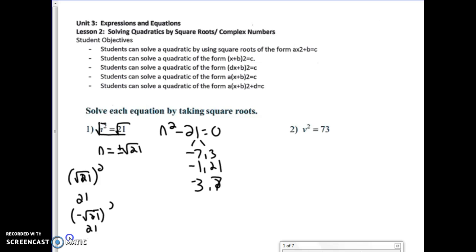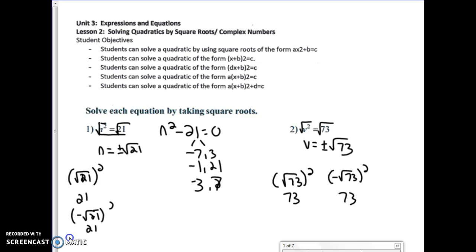Now, if I look at b squared equals 73, the same idea is used. I'm going to take the square root of both sides, so I get b equals plus or minus square root of 73. Because if I square the square root of 73, I would get 73, and if I square the negative square root of 73, I would get 73 too. So that checks. In order for this to work, I need to get the square by itself.